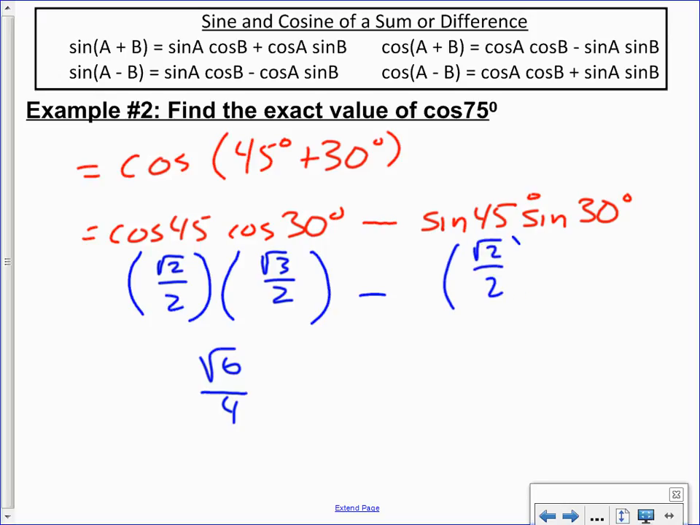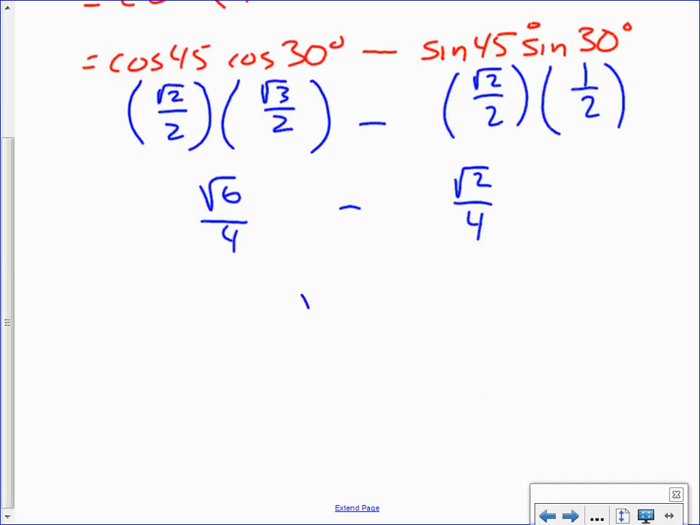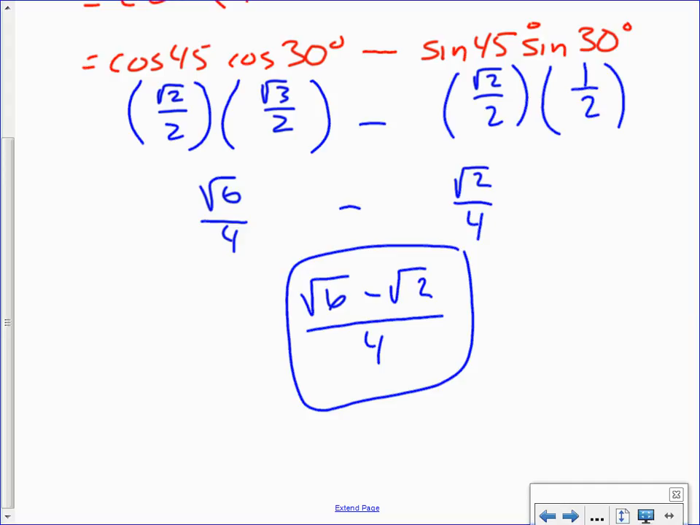And then sine at 30 is 1 over 2, half. So that would be square root of 2 over 4. Same as last time, it's just a minus in the middle. So combining it into one fraction, root 6 minus root 2 all over 4 is the exact answer. Let me know if I'm skipping over something.